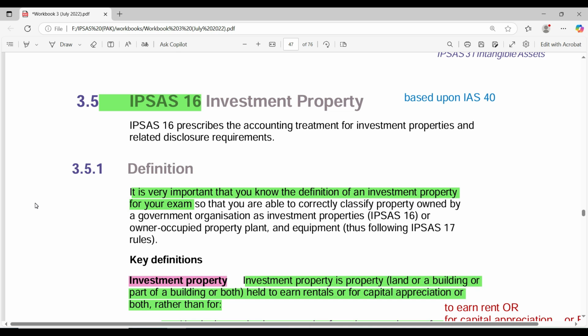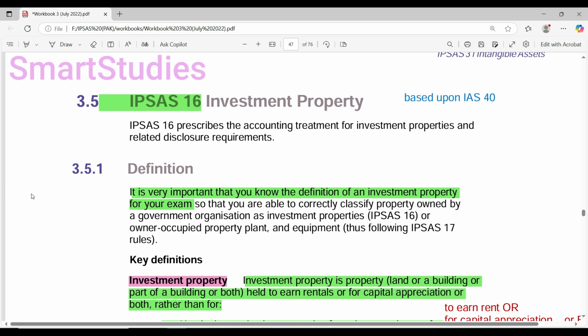Investment properties, IPSAS 16. Now we will cover IPSAS 16 investment properties. Basically, it depends upon IAS 40, International Accounting Standard 40. If you are familiar with IAS 40, then IPSAS 16 is very easy for you.